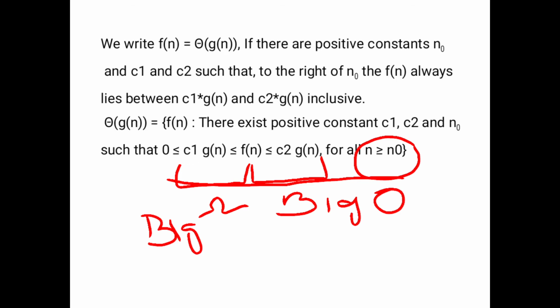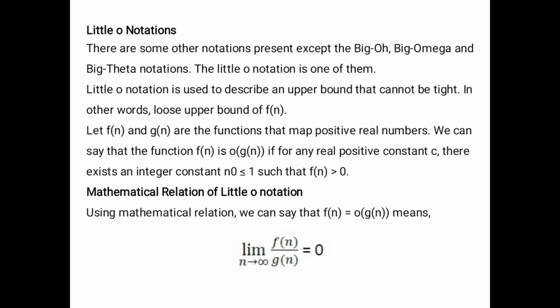Okay, then go to the next concept, little o notation. The main asymptotic notations are big O notation, big omega notation and big theta notation. These are the three notations commonly used in asymptotic notation. Additionally, there are two more notations, little o notation and little omega notation. So now, what is little o notation?